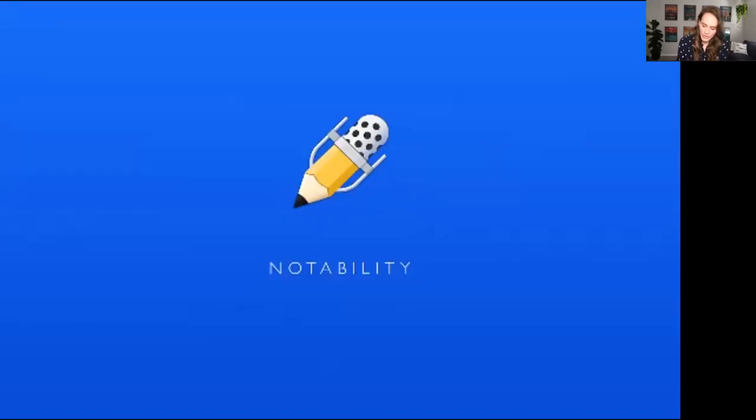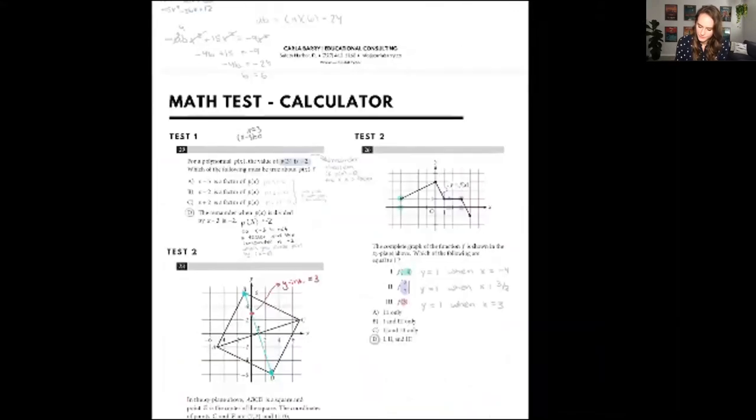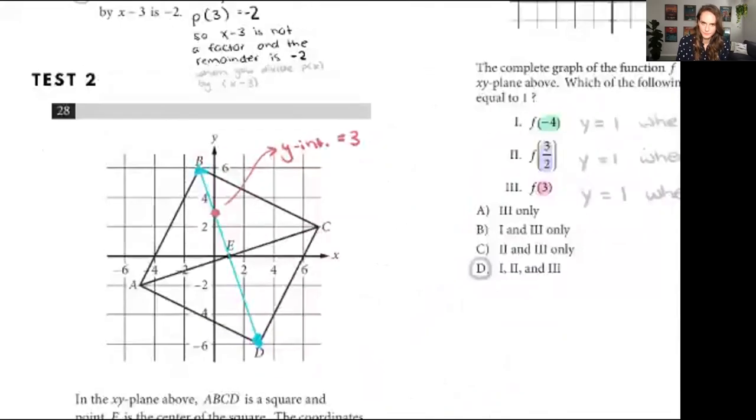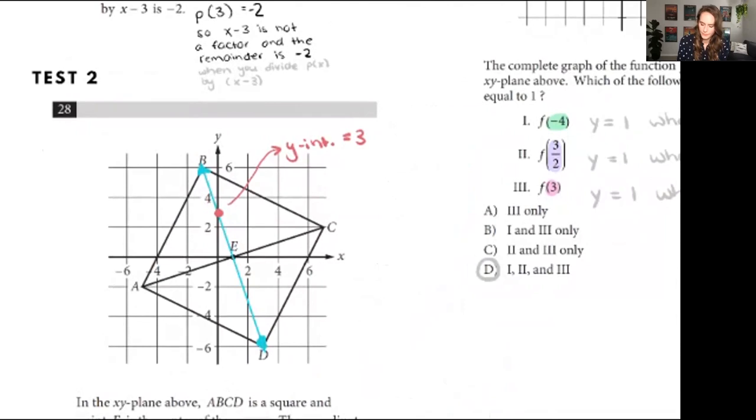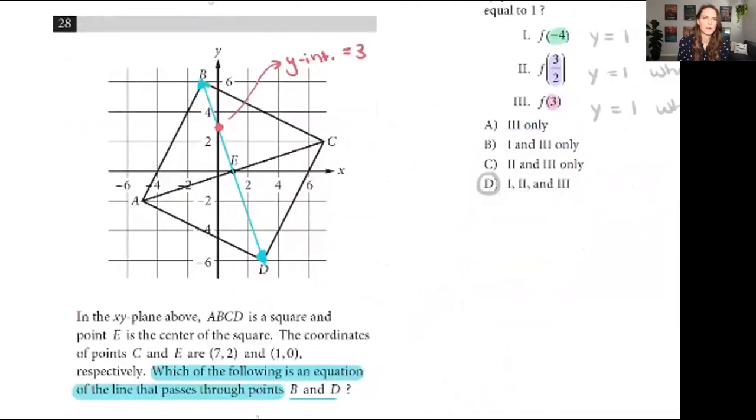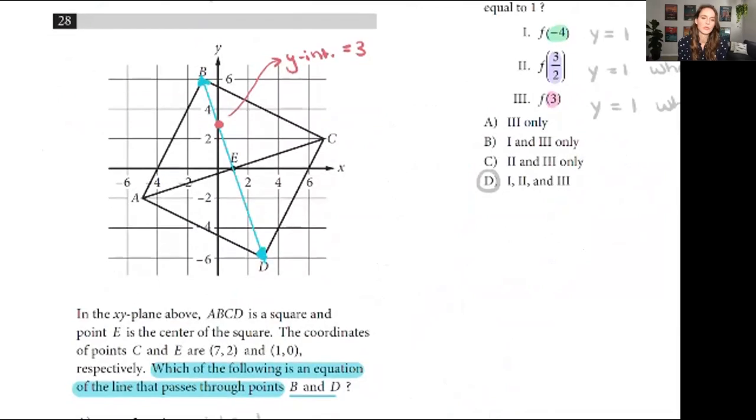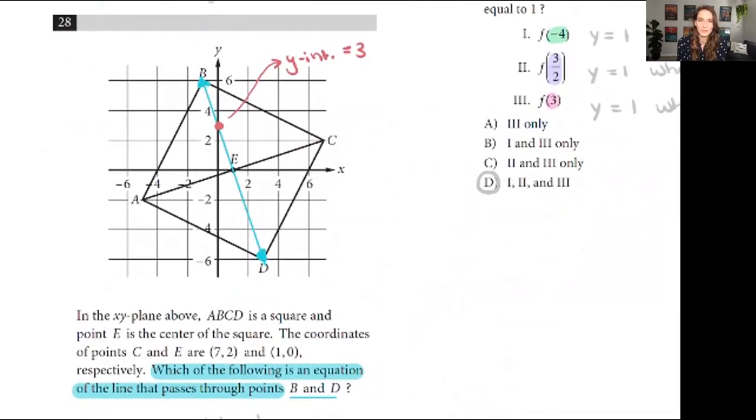Let's look here at an SAT math question. So here's an example of a question from an SAT math section where they give you this complicated figure and they ask you which of the following is an equation of the line that passes through points B and D.